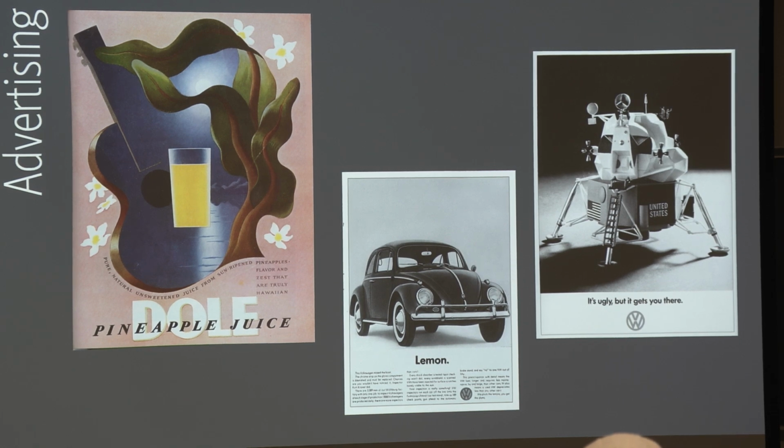The ad at right shows the lunar excursion module, the VW logo, and text: it's ugly, but it gets you there, which is what people said about Volkswagens. The ad equates the Volkswagen with the highest level of technical achievement of 1969.